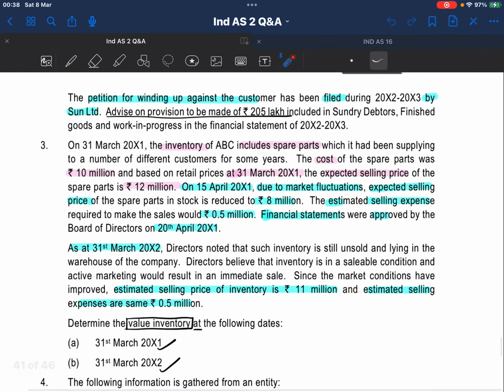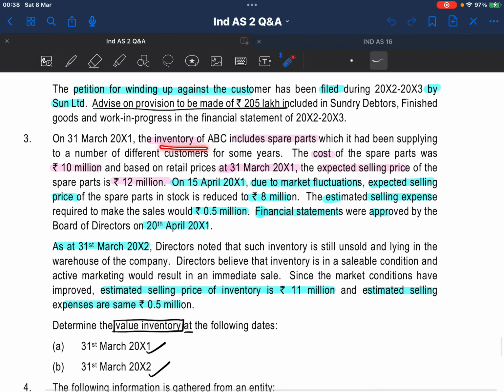Next, coming to the third question. Inventory of ABC Limited includes spare parts costing rupees 10 million at 31st March 20x1. Expected selling price is rupees 12 million. On 15 April 20x1, due to market fluctuations, expected selling price is reduced to 8 million. Estimated selling expense is 0.5.